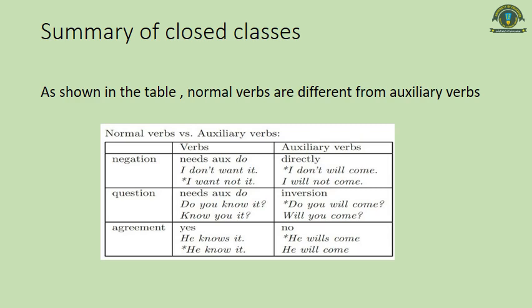Like we are very much specific for agreement. For example, if I say he knows it, it is grammatical, whereas agreement is actually found between pronoun and verb. So that's why we have used knows with the pronoun he. And he will come is also ungrammatical under auxiliary verb, and we will use he will come.